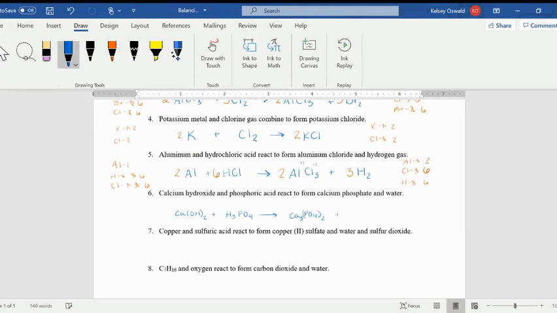And to make this a little bit easier on ourselves, when we write water, we can think of it as HOH. And we'll see why we want to do that in a little bit.